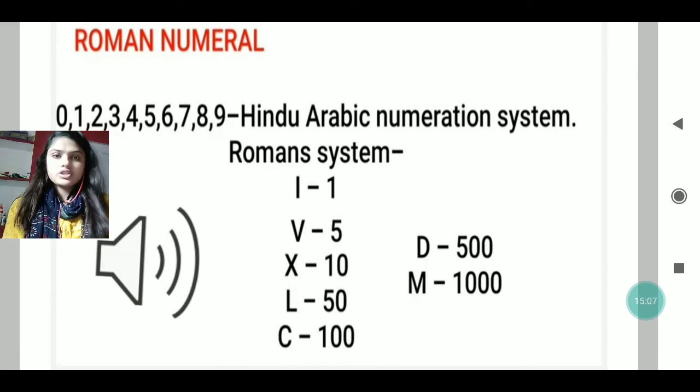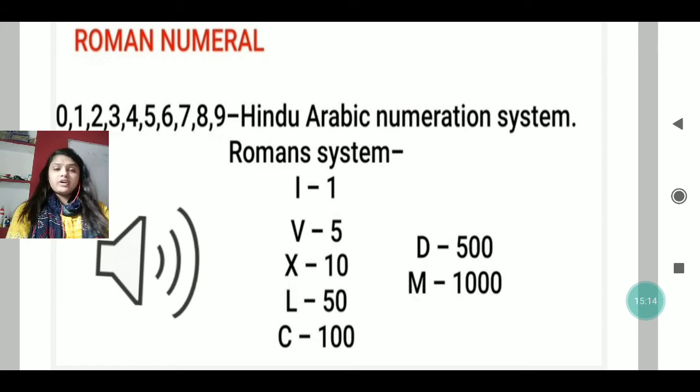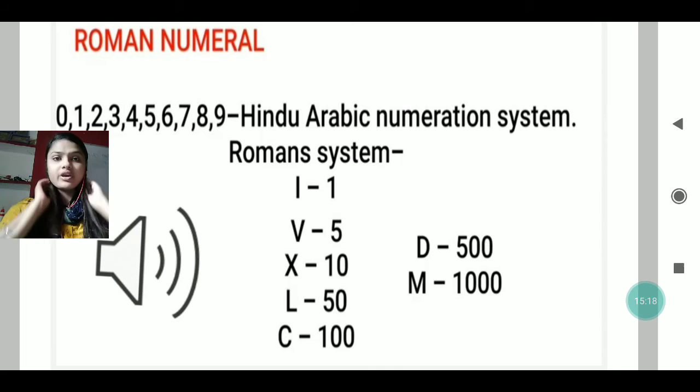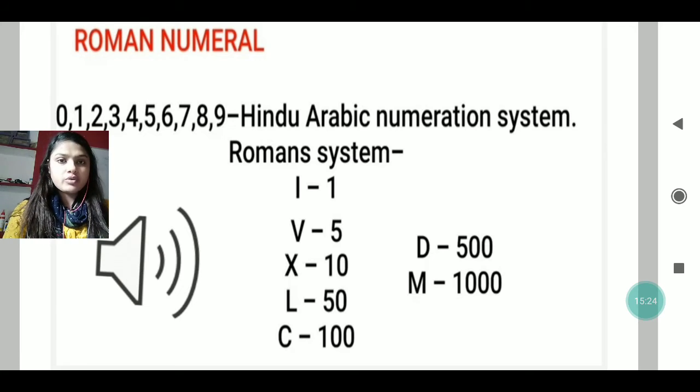Now this is the most important thing, my dear. Roman numerals originated in ancient times. The ancient people used Roman numerals. During that time 1, 2, 3 was not there, so they used Roman numerals for denoting and writing anything. There are 7 basic Roman numerals, from 1 to 1000.